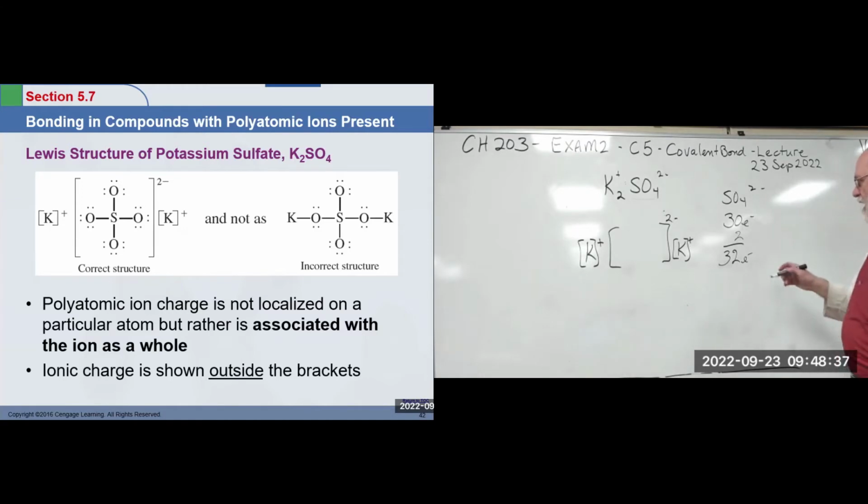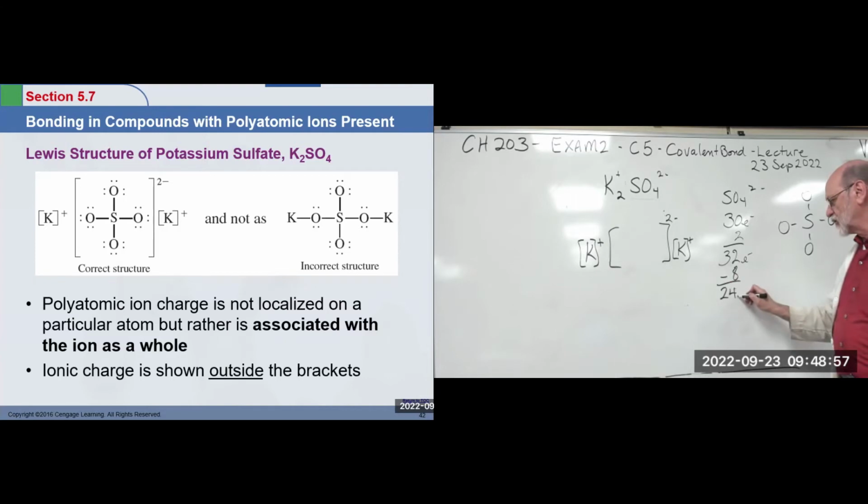All right, so which one goes in the middle? Sulfur, right? It's below oxygen. So sulfur, and then we position our oxygens like that, 2, 4, 6, 8. 24 electrons left. We can do the carbon tetrachloride was a good example, right? We have 24 electrons left. How many does each oxygen need to make an octet? This many. 6. 6 times 4 is 24, isn't it?